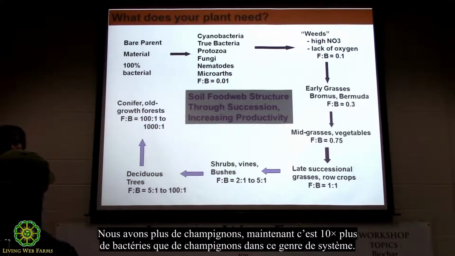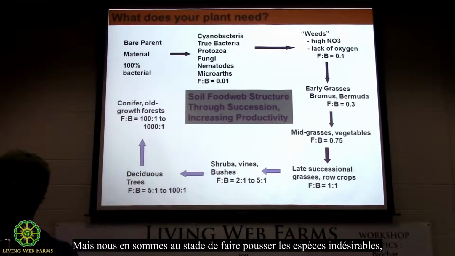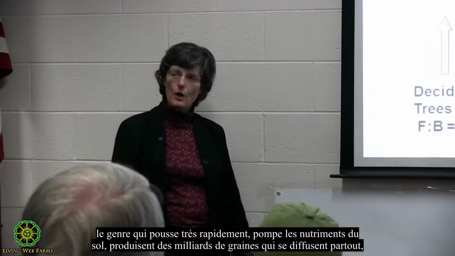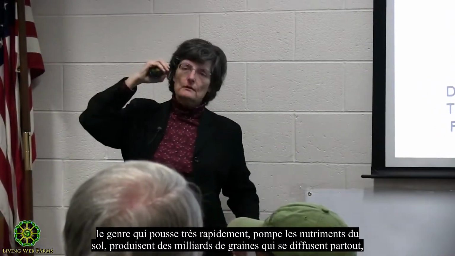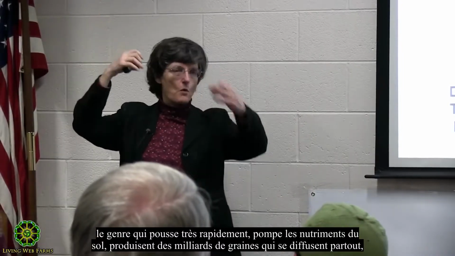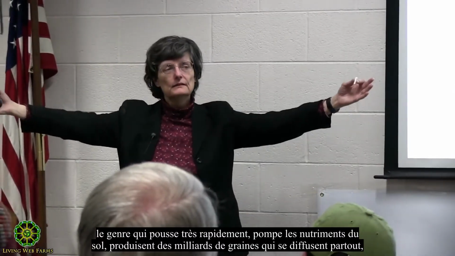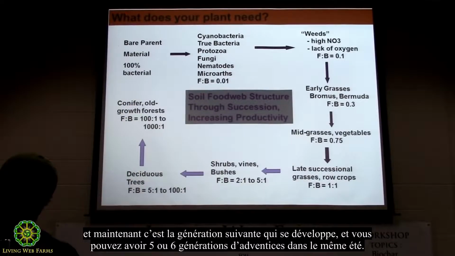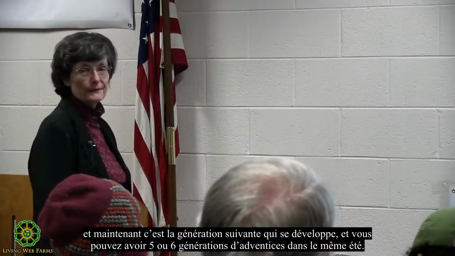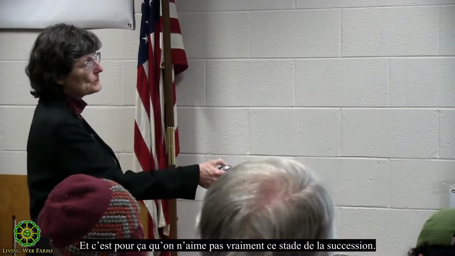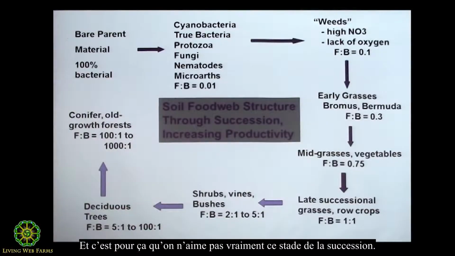10 times more bacteria than fungi in these kinds of systems. But we're set into the stage to grow the weedy species, things that grow really rapidly, suck nutrients out of the soil, produce billions of seeds, off they go. And now we're going to be growing the next generation of weeds, and you may have 5 or 6 generations of weeds in a single summer. So that's why we don't really like this stage of succession.